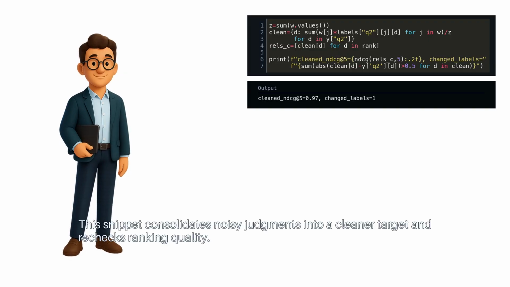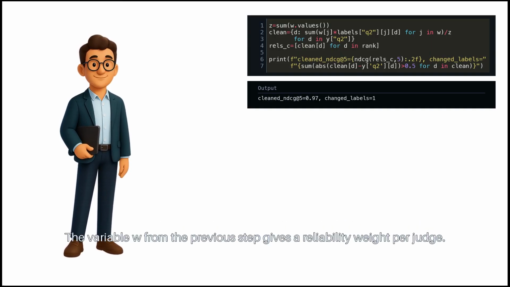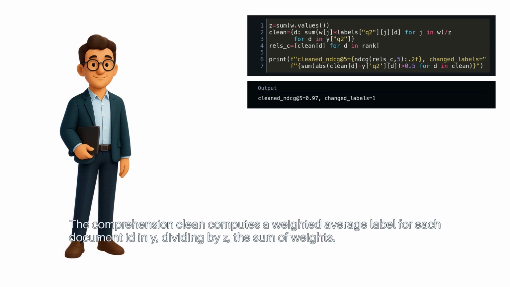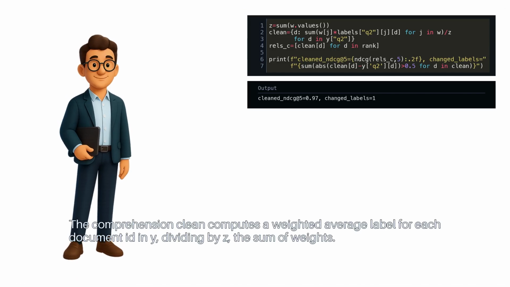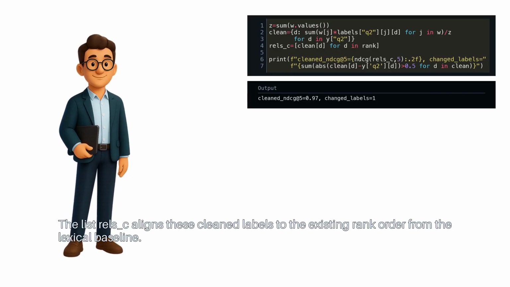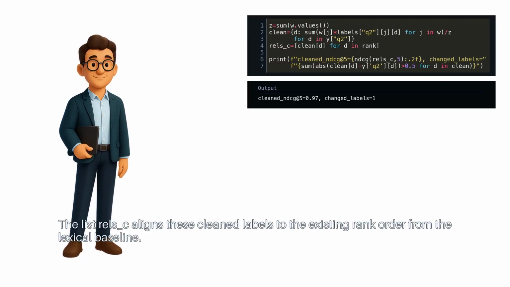This snippet consolidates noisy judgments into a cleaner target and rechecks ranking quality. The variable W from the previous step gives a reliability weight per judge. The comprehension clean computes a weighted average label for each document ID in Y, dividing by z, the sum of weights. The list relC aligns these cleaned labels to the existing rank order from the lexical baseline.